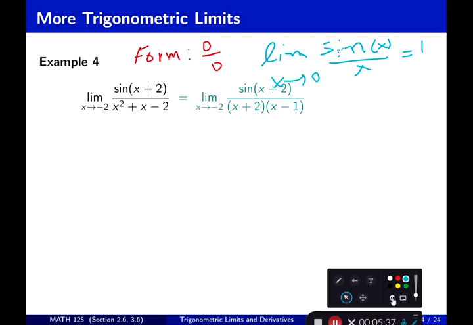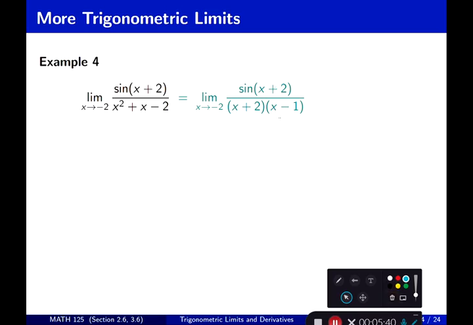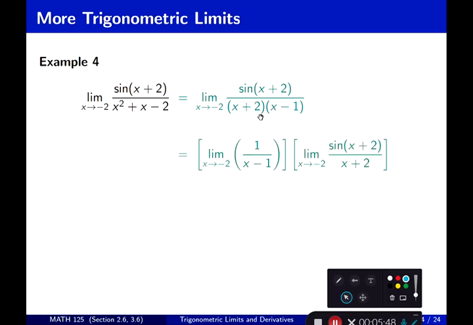And then when you factor the denominator, x plus 2 appears. Then separate the two fractions and separate the limits. So you separate sine of x plus 2 over x plus 2 and 1 over x minus 1, and separate the limits. Why can we do that? Because both limits will exist basically, and so we can use the product law of limits.